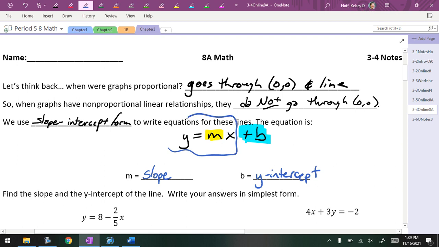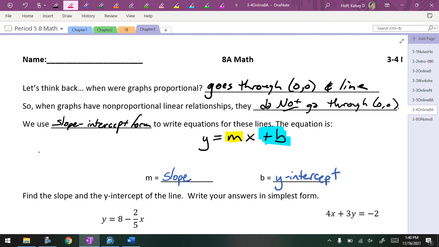Now, part of this looks familiar, agreed? You have used y equals mx when we were talking about direct variation. Y equals 6 and x equals 7. Find the direct variation equation. Because direct variation equations are proportional, so they went through 0, 0, so they didn't need that plus b. So today we're going to expand on that. We're going to have more equations involved, ones that have a y-intercept other than 0.